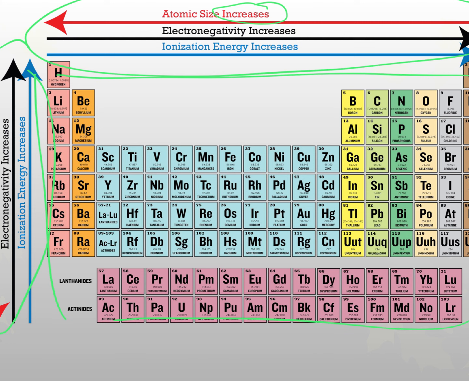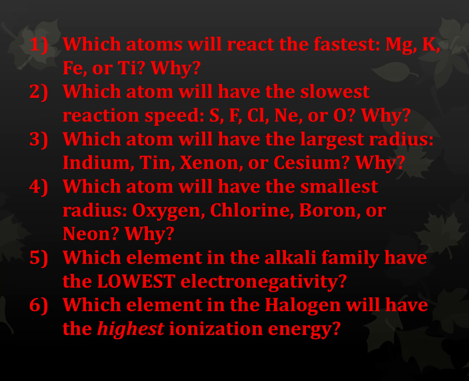We just draw, lowest left, biggest radius will be down here, opposite to this side, right? Lowest electronegativity, as it increases this way, the lowest will be in the bottom, so it'll be francium, Fr. Highest ionization energy is to the right and also up, right? So in the halogen family right here, the one that's the most up is fluorine. So with that, try to do this.